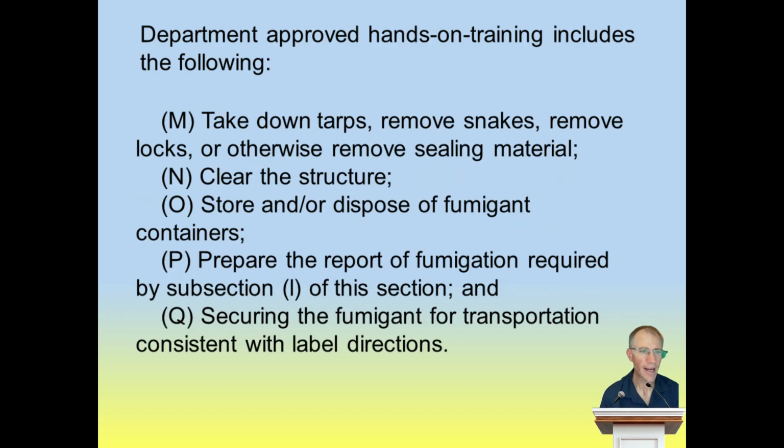Department-approved hands-on training includes the following. M. Take down tarps, remove snakes, remove locks, or otherwise remove sealing material. N. Clear the structure. O. Store and/or dispose of fumigant containers. P. Prepare the report of fumigation required by subsection I of this section. And Q. Securing the fumigant for transportation consistent with labeled directions.